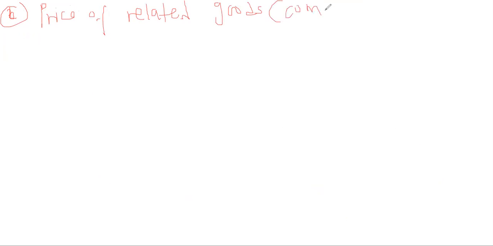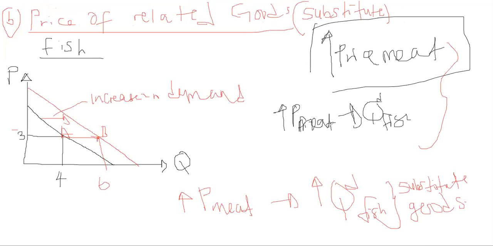So let's look at a scenario whereby the two goods are complements. Here we talked about an increase in the price of meat, but there's a possibility also whereby the price of meat goes down. So if the price of meat goes down, then the quantity demanded of fish will go down. So that is a possibility.